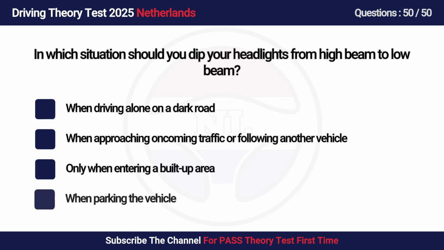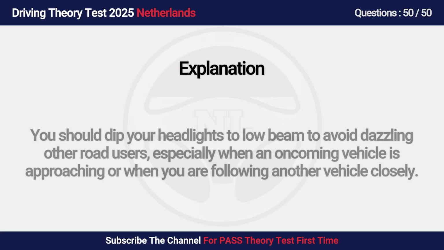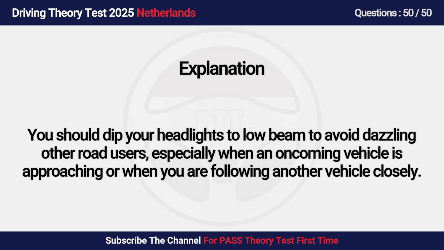Question 50. In which situation should you dip your headlights from high beam to low beam? A. When driving alone on a dark road. B. When approaching oncoming traffic or following another vehicle. C. Only when entering a built-up area. D. When parking the vehicle. Answer is B. When approaching oncoming traffic or following another vehicle. You should dip your headlights to low beam to avoid dazzling other road users, especially when an oncoming vehicle is approaching or when you are following another vehicle closely.